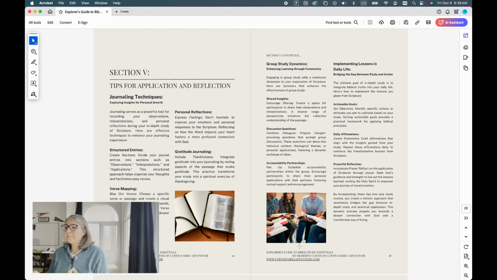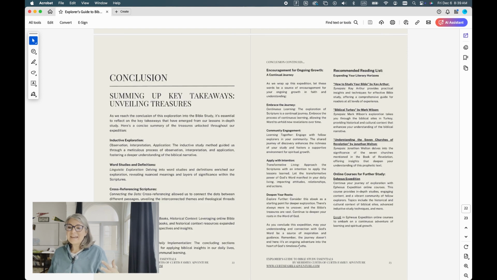So bridging the gap between study and action, because that's the end goal, right? Is to have a relationship with God, with Jesus, with the Holy Spirit, and have that lead us into change in our lives to live a more righteous life by allowing His Word to do its work in our hearts. In conclusion, I just sum up all the key takeaways.